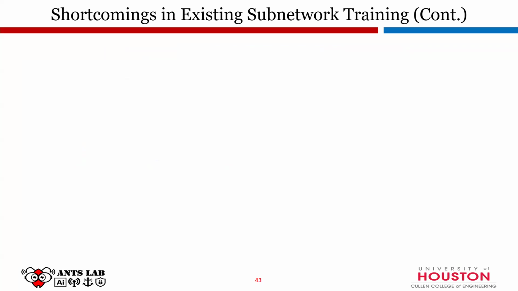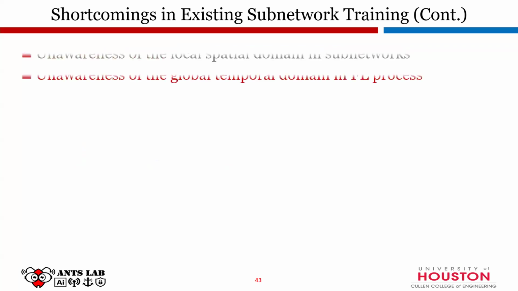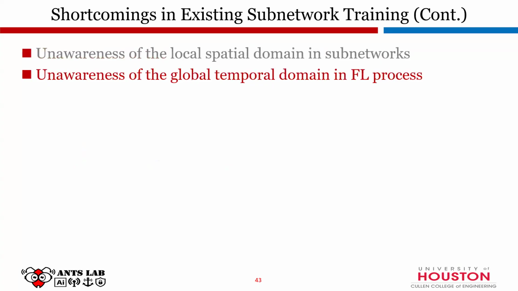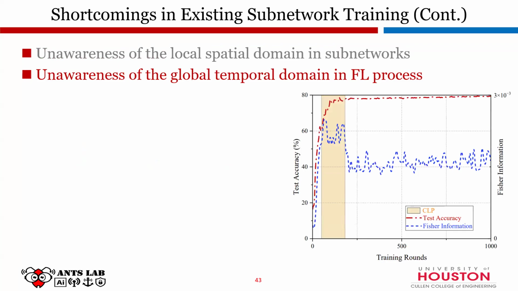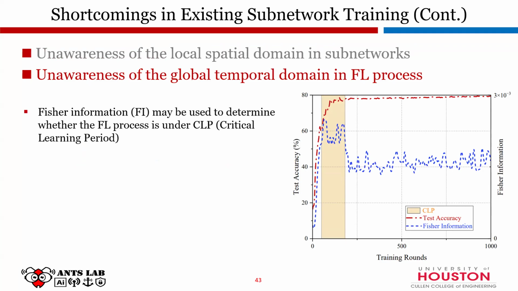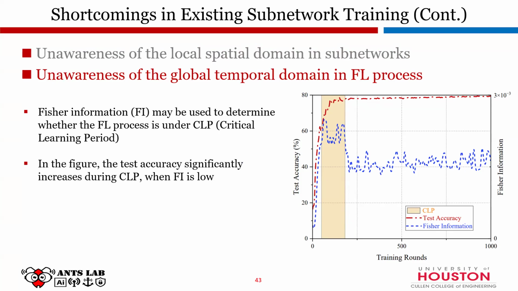The second shortcoming in existing subnetwork training is the awareness of the global temporal domain. In the last work, we talked about the concept of Fisher information. The higher it is, the faster and the more efficient your system will be going. But here, we also show that the Fisher information may also be used to determine whether the federated training process is under the CLP, which is the critical learning period. In this figure, we can see that the test accuracy significantly increases during the CLP when the Fisher rate is high.